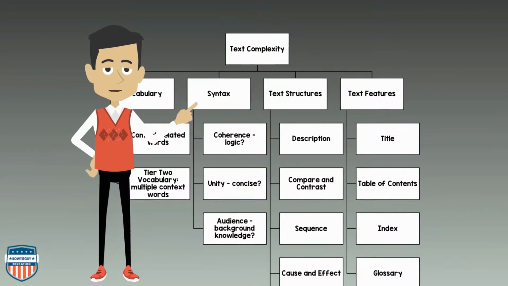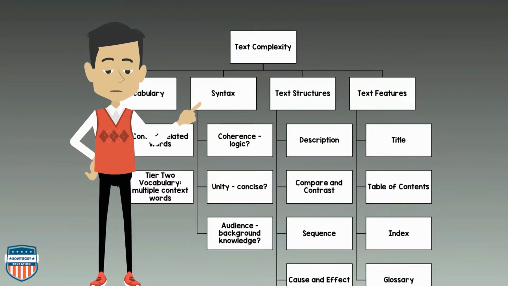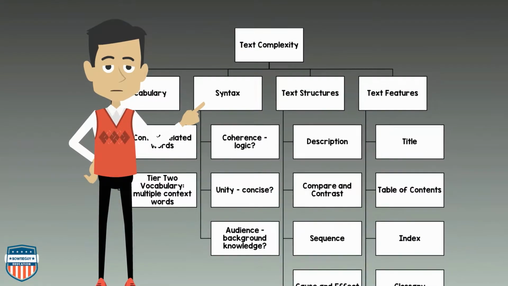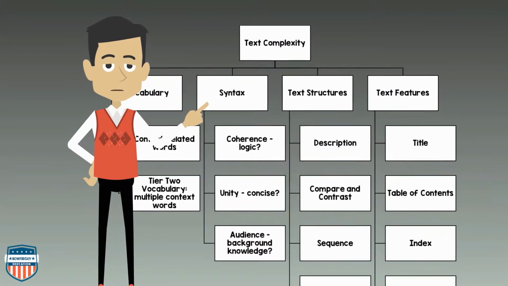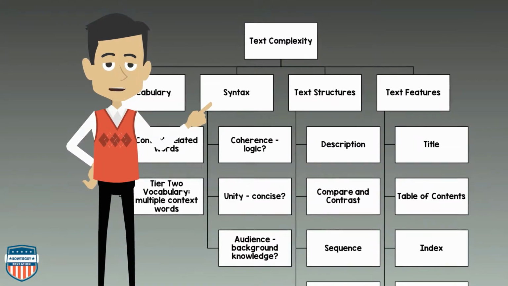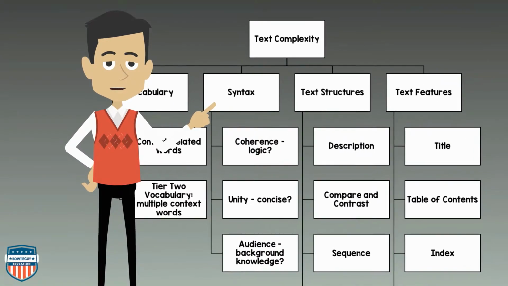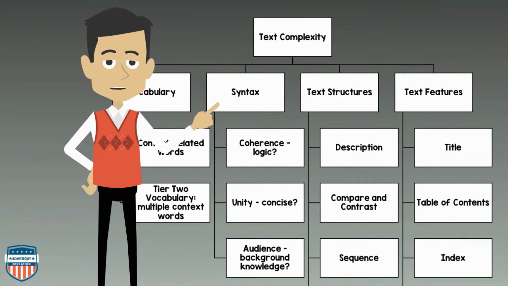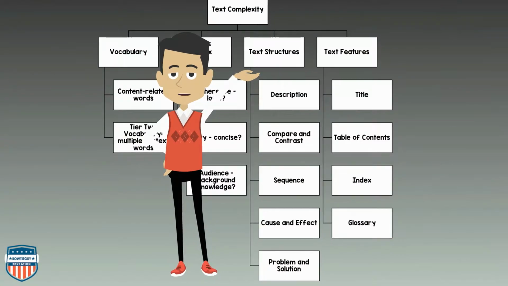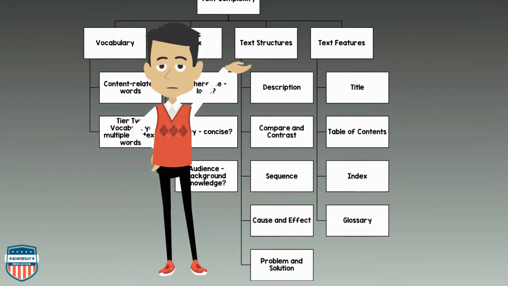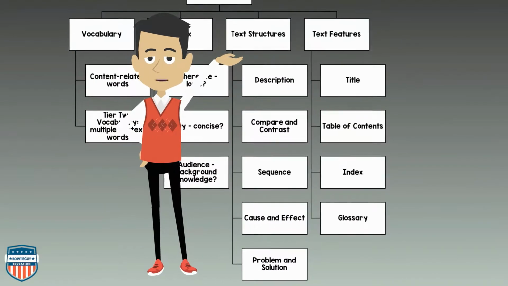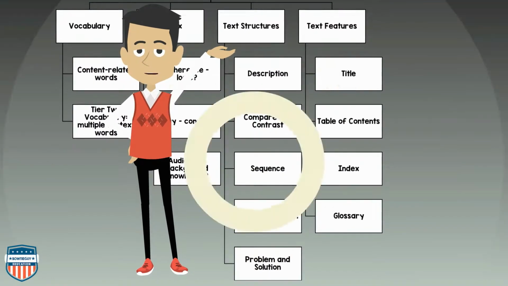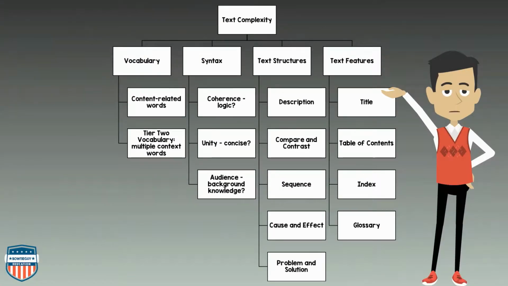A complex text contains syntax, that is the arrangement of words that makes sense to a reader. It needs coherence, logic, you need it to make sense. It needs to have unity, it needs to be concise, not too detailed, not too wordy, where it includes irrelevant information, and it needs to remember its audience. A complex text utilizes a variety of organization techniques, such as description, comparing and contrasting, sequencing, cause and effect, and problem and solution. A good complex text, one that is great for close reading, contains text features such as a title, table of contents, index, glossary, bold words, etc.